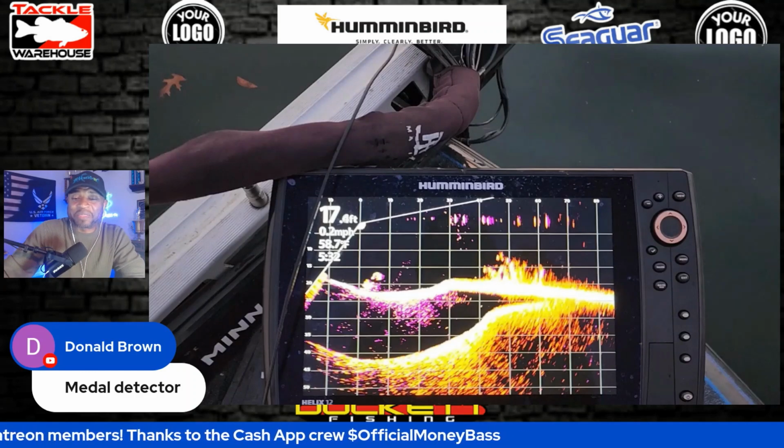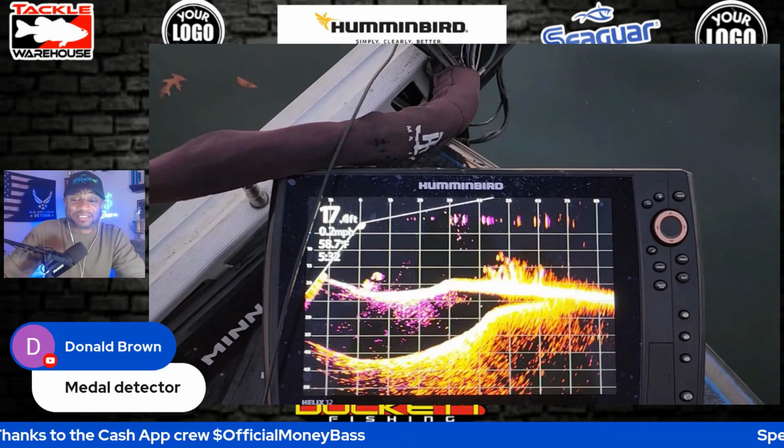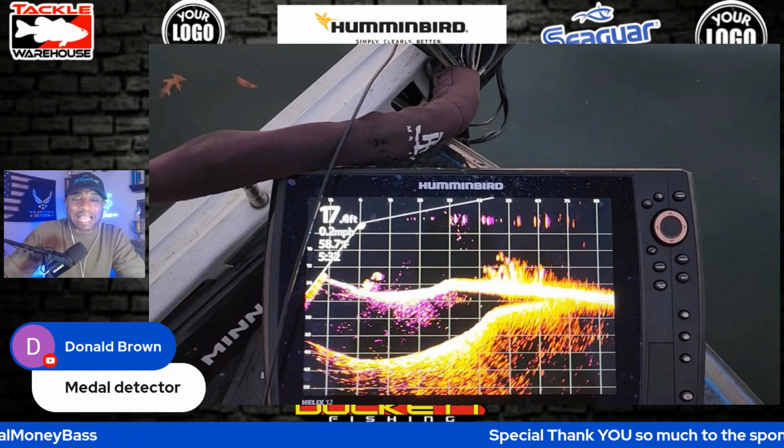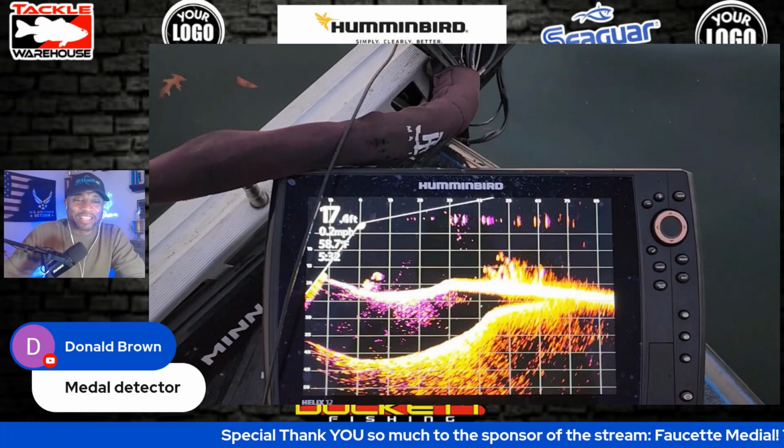So Donald's talking about the metal detector on those fish. That is right. They were hitting them with the metal detector over there. Got to make sure we keep everybody honest. You know what I'm saying? We don't want any type of flimflammery going on out there during the tournaments.